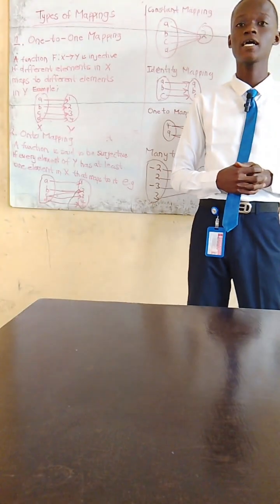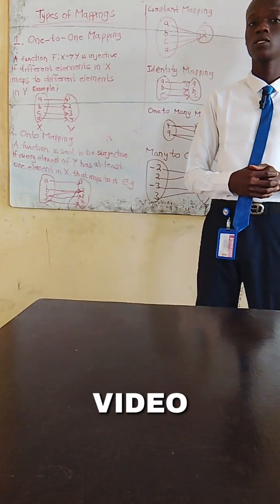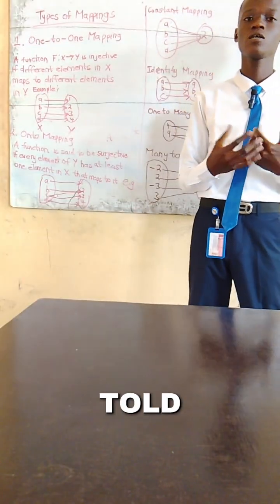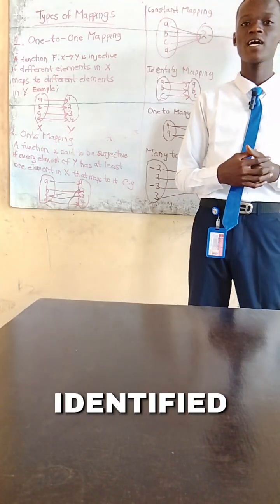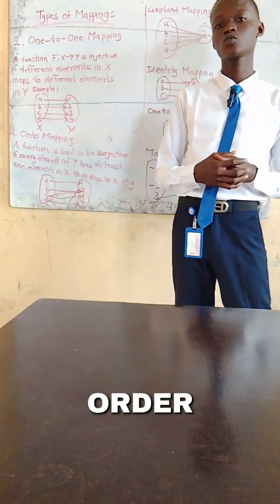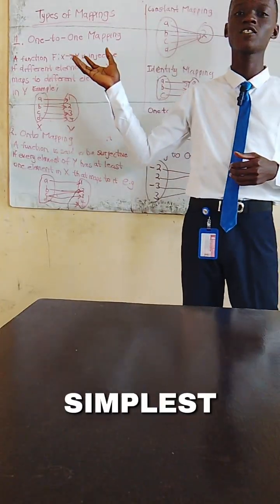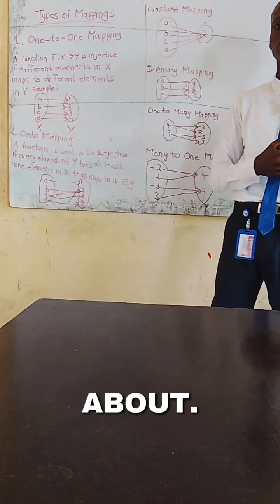Discuss about the types of mapping. Now, in my previous video, I told you about what mapping is. I told you about the conditions for mapping, and I also identified types of mapping for you. But in order to show the illustration of the types of mapping, I decided to break it down into the simplest form so that you people will understand what I'm talking about.